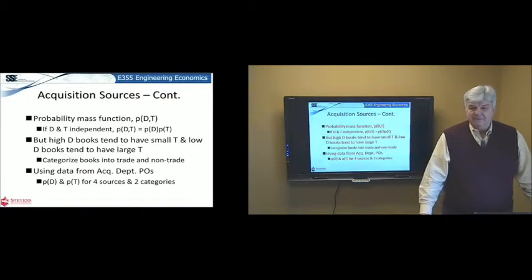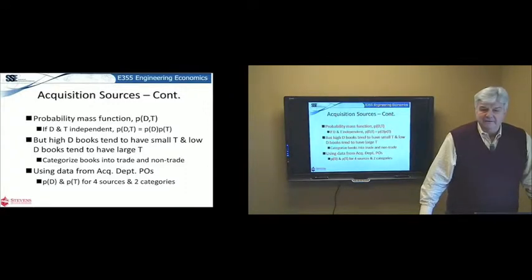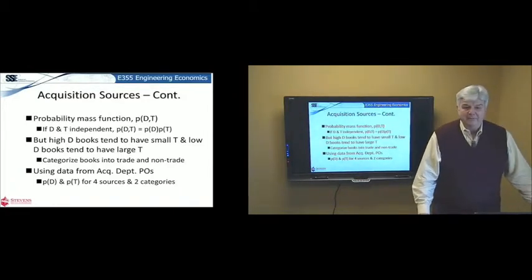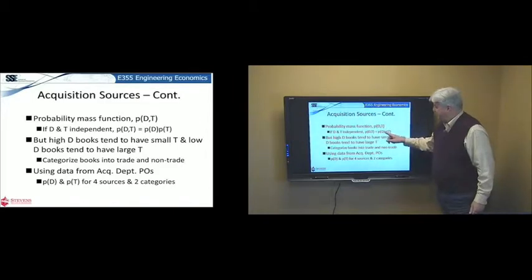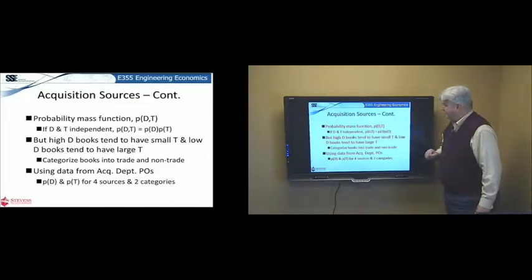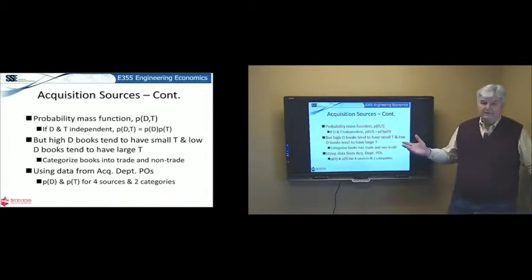Well, first of all, we had to come up with the probability mass function. It's a mass function because these are discrete variables. Discount of 1%, 2%, 3%, days of 1 day, 2 days, 3 days. So it's a probability mass function. If D and T were independent, then we would be fortunate enough that our probability would just be the two marginal probabilities times each other. However, they aren't independent in this case.